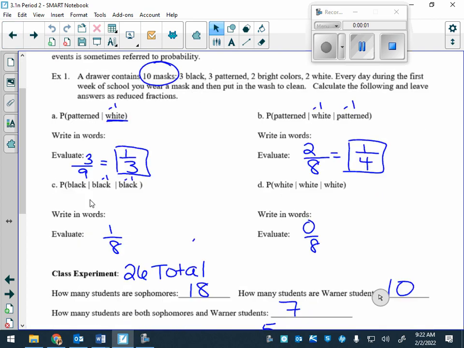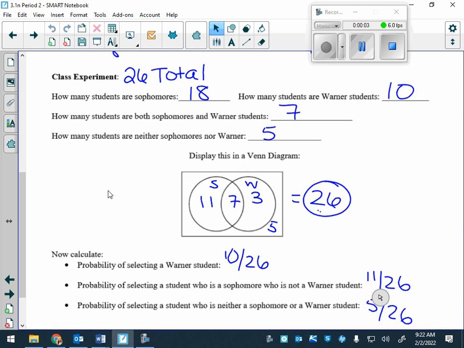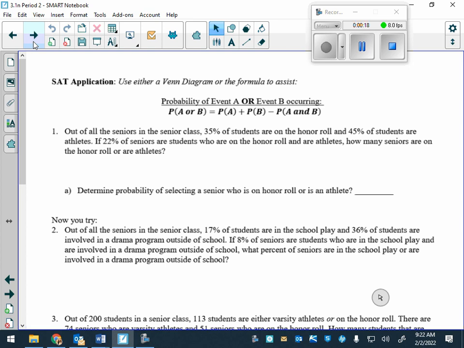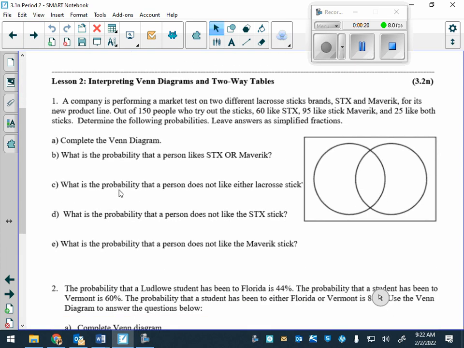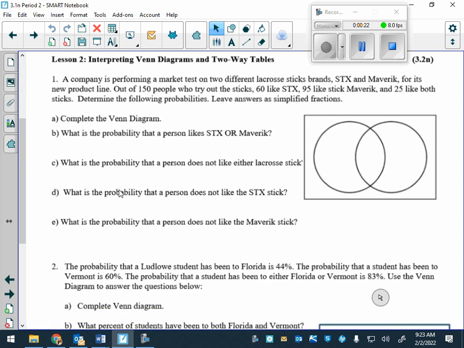End of class, okay, last time we filled out the Venn diagram, right? We filled out this Venn diagram based on 26 total who were here. We went through some questions and then filled out the Venn diagram. Well, today we are doing the same, okay? We are looking at interpreting Venn diagrams as well as two-way tables, okay? So a lot more is happening today.